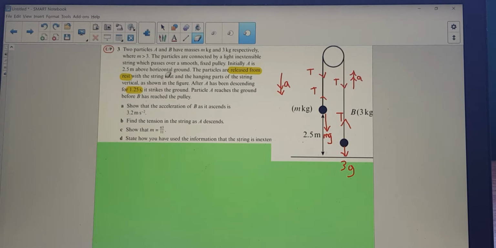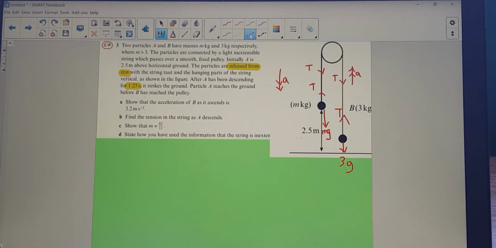Okay, I think I'm going to answer parts B and C together because I think it will be relatively straightforward, and it's good to see it all as one big picture. So, part B: find the tension in the string as A descends. This is what I will always do, just as we did in the question before. I'll look at the two separate particles, and I'll look at the forces acting on each.